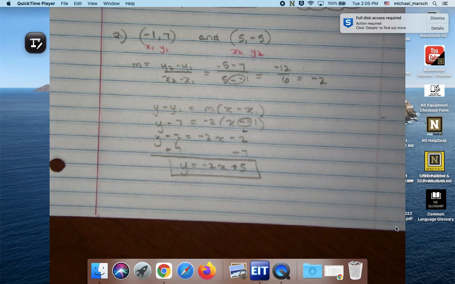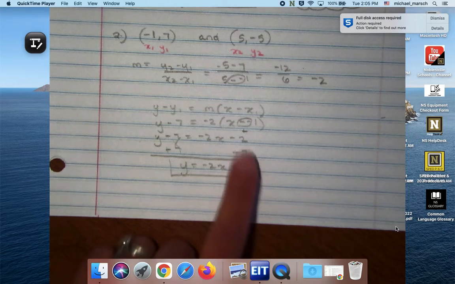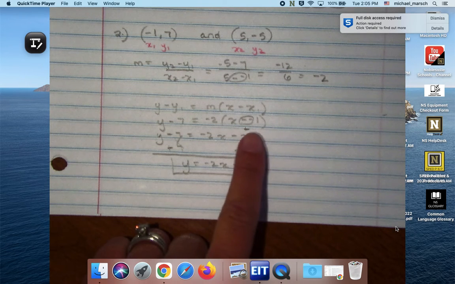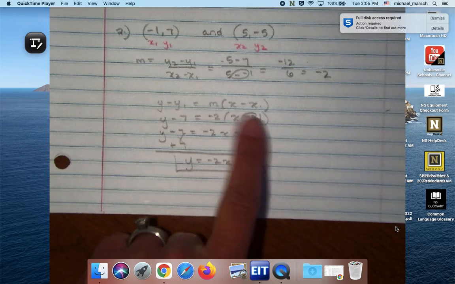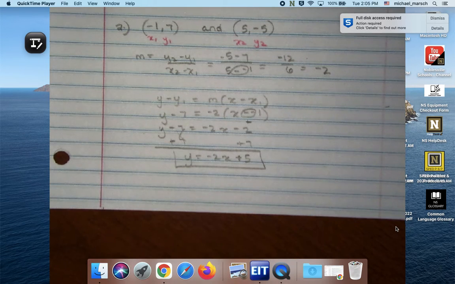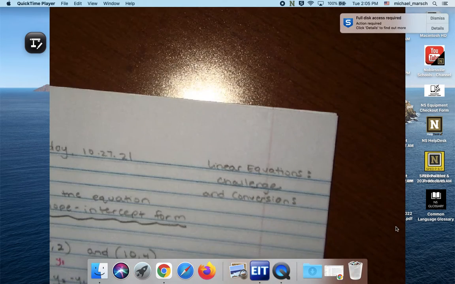Landon, how'd you do? So this was probably where most mistakes were made that I saw here. The minus -1 actually becomes a plus. So -2 times +1 gives you a -2. All right, let's go on to the next page.